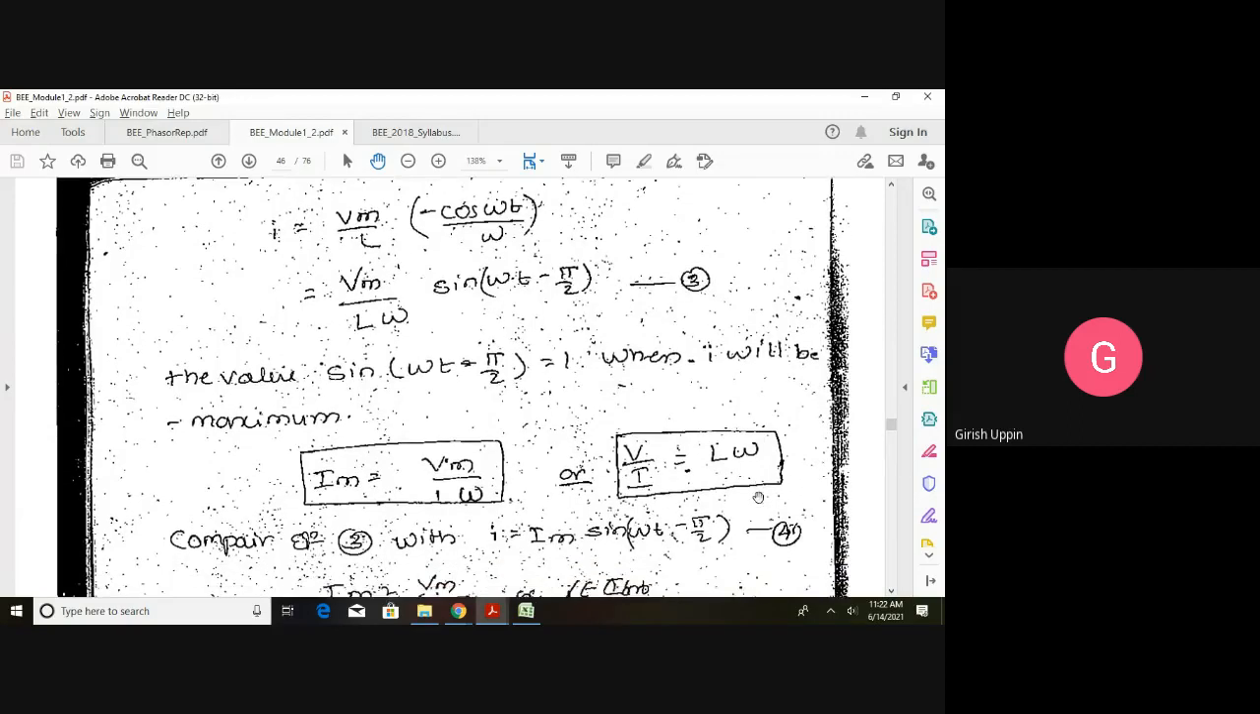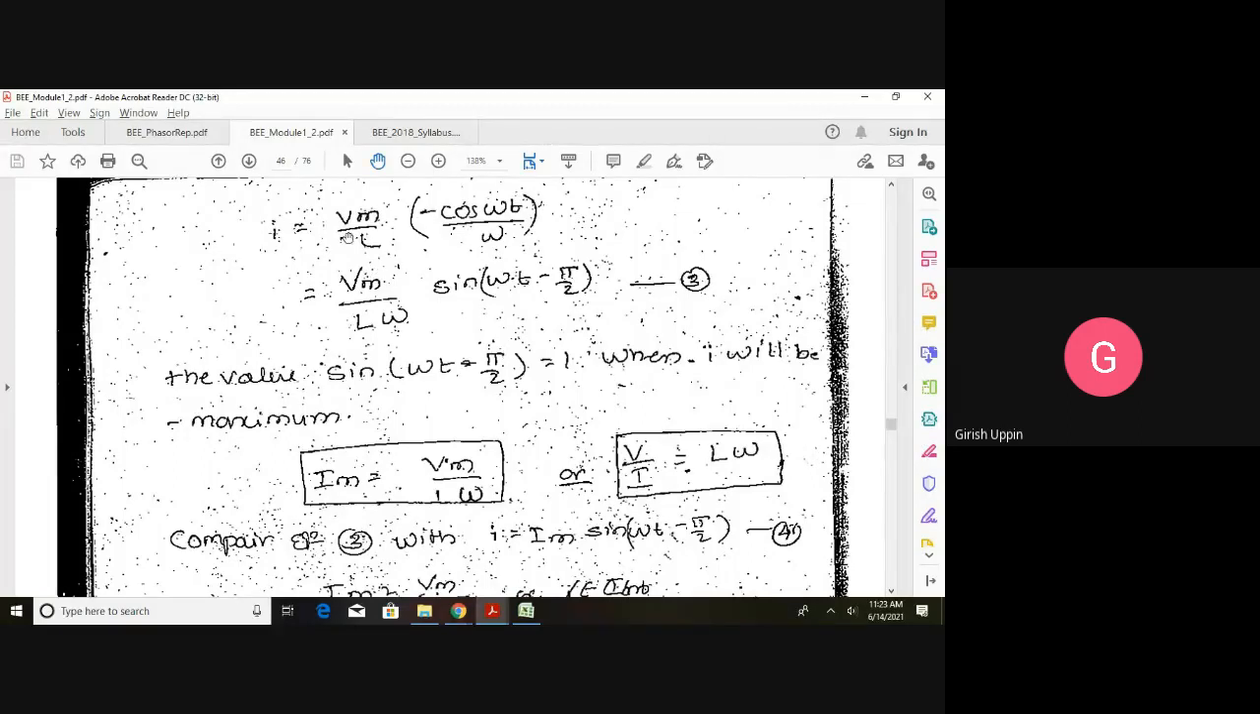And you have to remember, the ratio of voltage by current is always the opposition. In case of a resistance, V by I is equal to R. In case of inductance, V by I is again the opposition, L omega, which is equal to XL. That is the inductive reactance. What is inductive reactance? Inductive reactance is the opposition offered by the inductor to the flow of the current. So this L omega can be represented as XL.